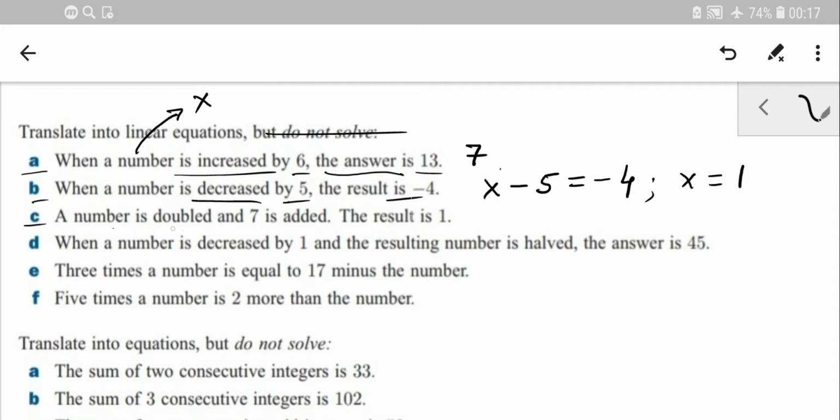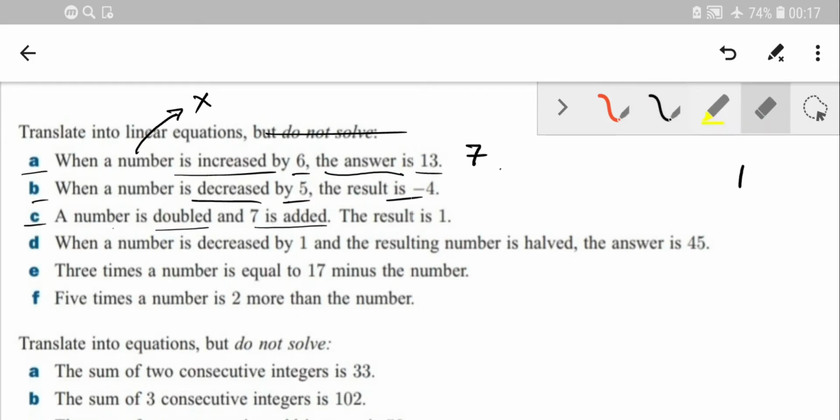A number is doubled and 7 is added. So you have several steps. First of all, you have the key phrase that the number is doubled. So we choose the number as x. The number is doubled means we have 2x now. And then 7 is added. So this is the second step or second operation. We add 7 to the doubled quantity of x. The result is 1. All right, we've got an equation and now we need to solve it. So minus 7 and over 2, x is negative 3.